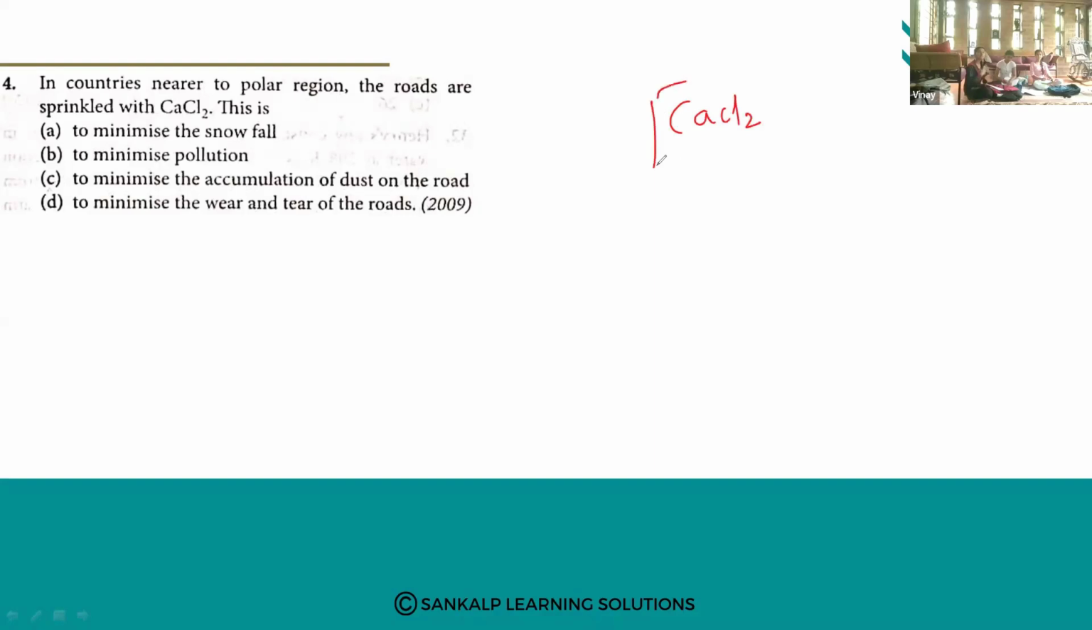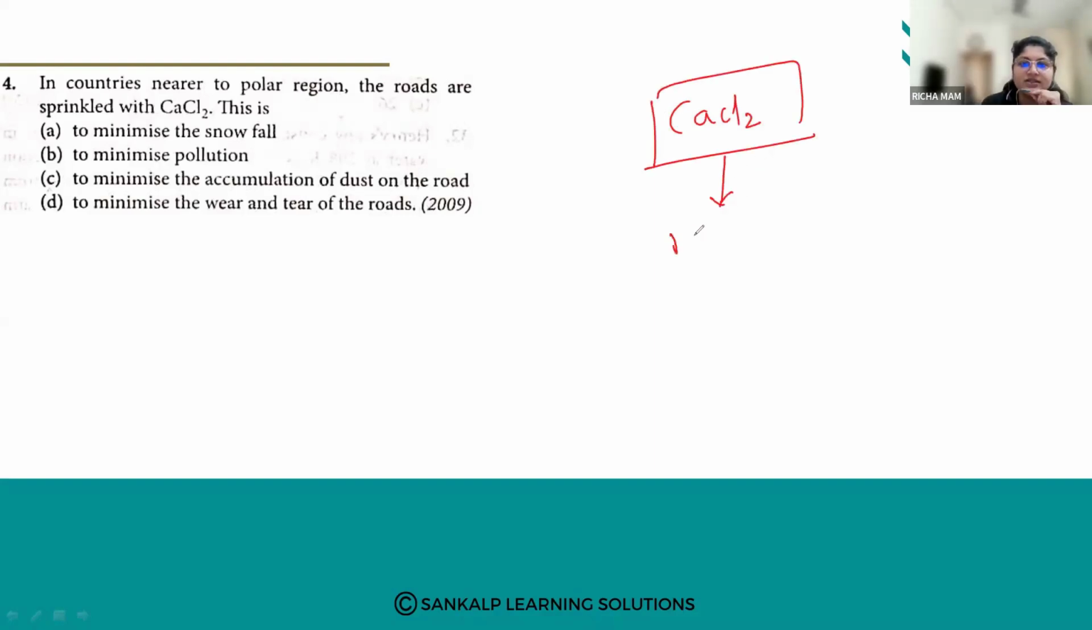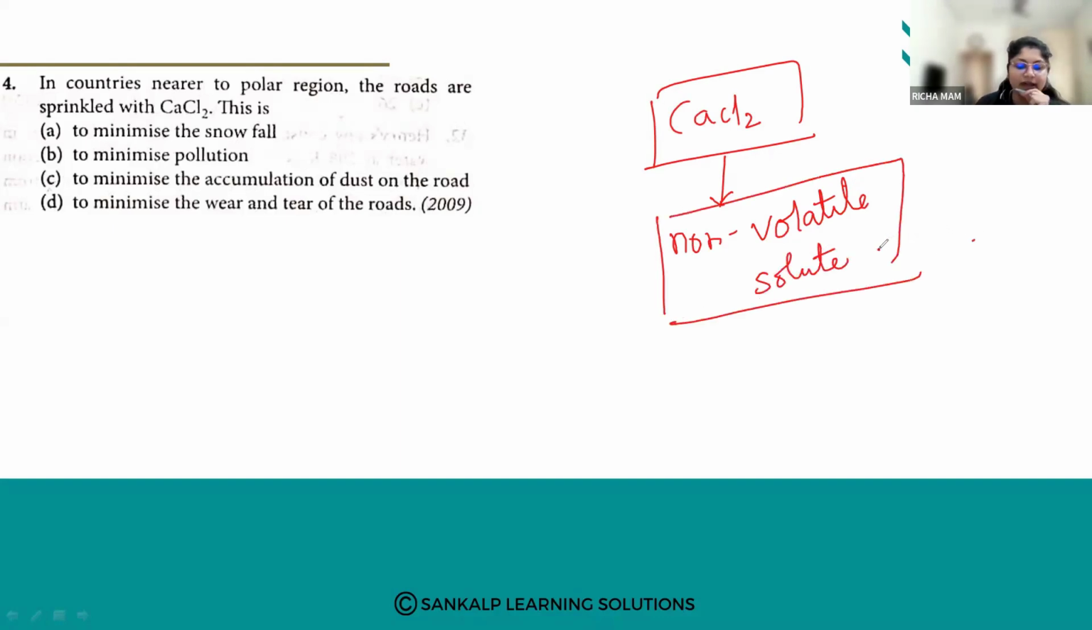Calcium chloride is a type of salt. So it is a non-volatile solute. Solute is what? Solute is that which is present in a small amount, a small quantity. So when you use this non-volatile solute, it results in depression in freezing point.